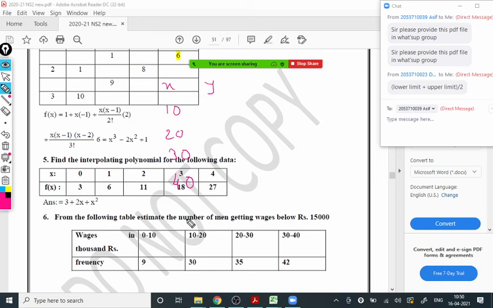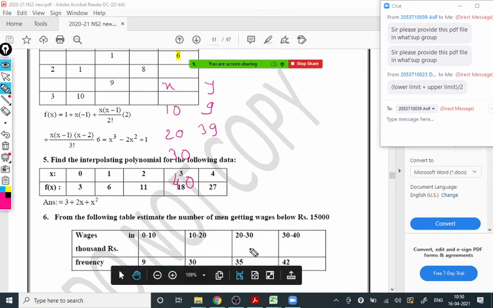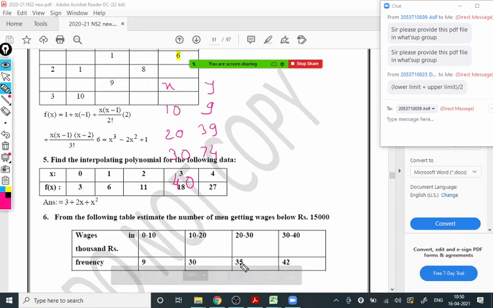Now how many men are getting the wages below 10,000? 9, correct. How many men are there whose wages are below 20? 39 is the correct answer. Good. Similarly, how many men are having wages below 30? I think 74, that is 39 plus 35. And lastly, below 40 are, I think, 116. Is it? So you just have to add these.